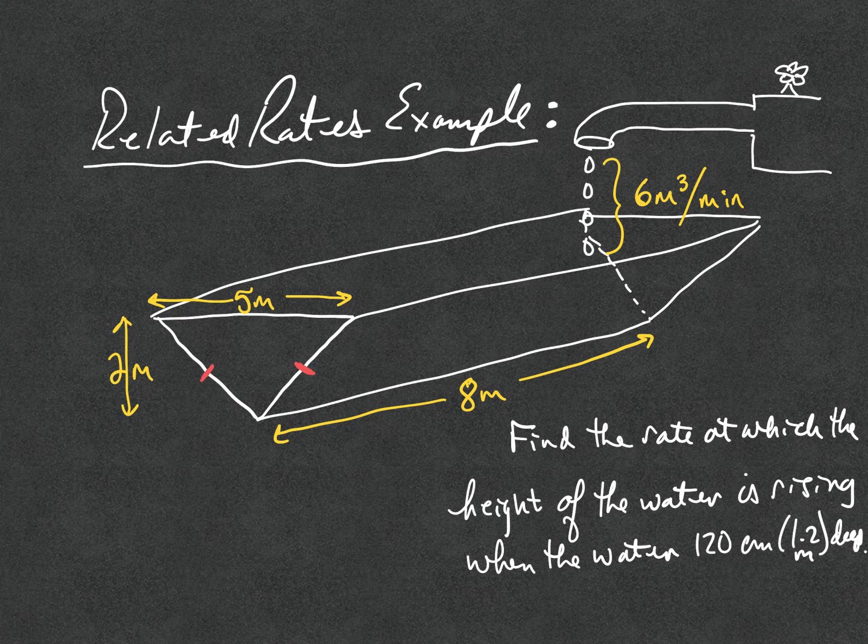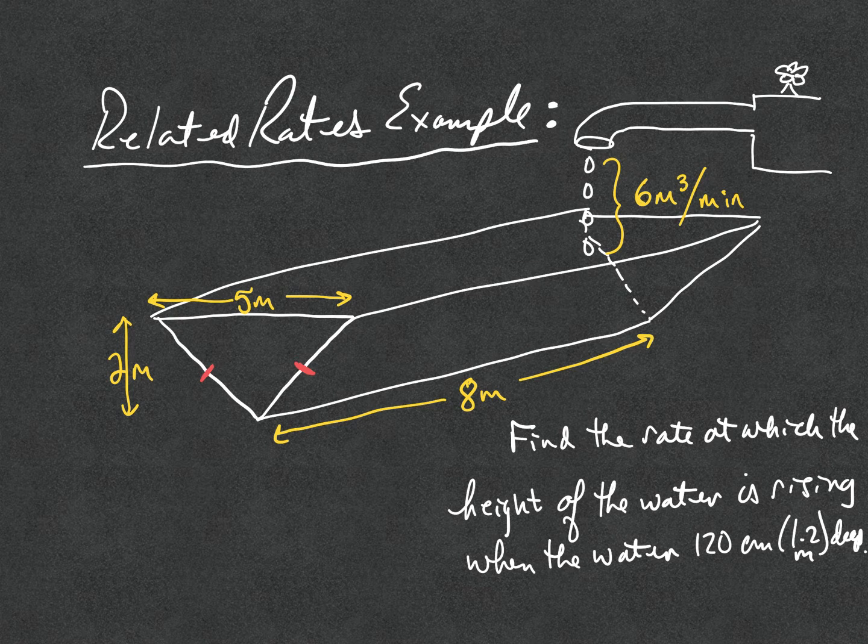My question for everybody is: find the rate at which the height of the water is rising when the water is 120 centimeters, or 1.2 meters, deep. Okay? So that's the related rates problem.